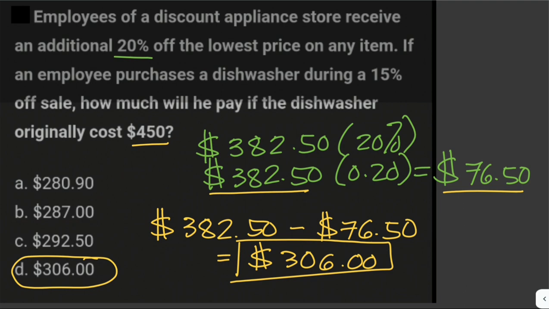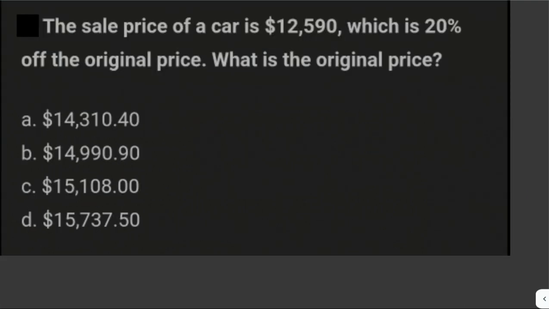Right, let's solve another problem. The sale price of a car is $12,590, which is 20% off the original price. What is the original price? So the original price here is unknown, so we can let X be the original price.